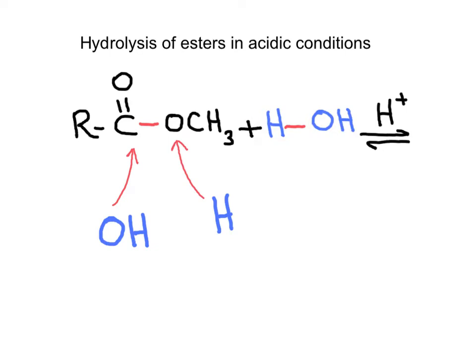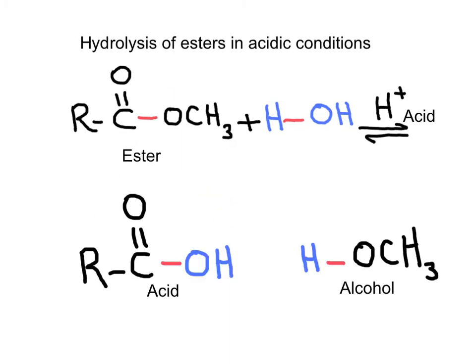In this case, the hydroxyl group coming from water will be added to the carbonyl, and the hydrogen will be added to the alcohol part. The result will be the formation of the original carboxylic acid used to synthesize the ester and the alcohol. We can say that the acidic hydrolysis of an ester is the reverse of the acid-catalyzed ester formation from a carboxylic acid and an alcohol.